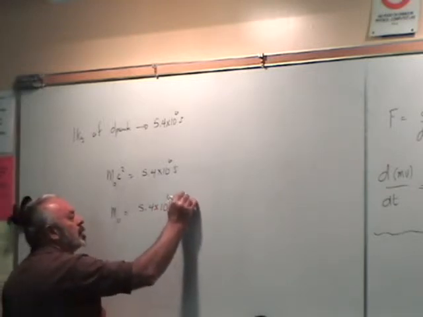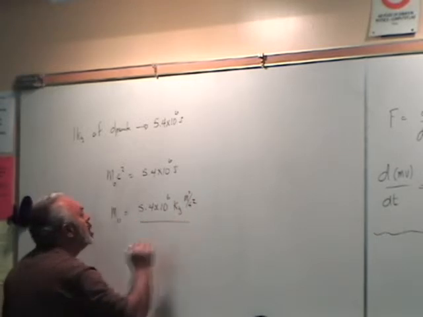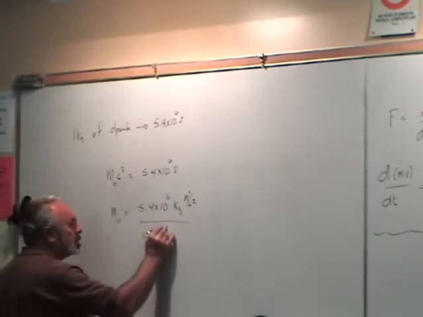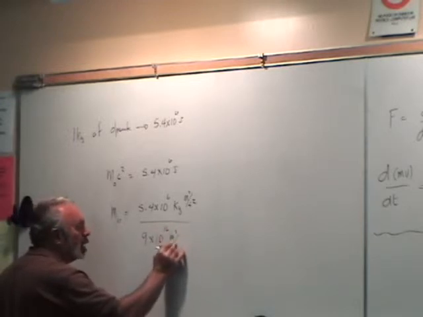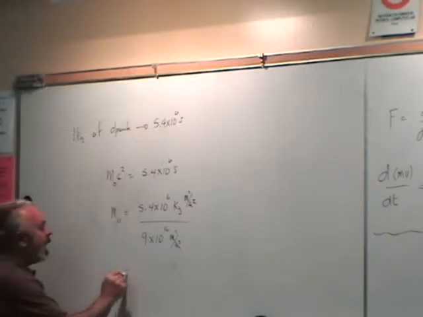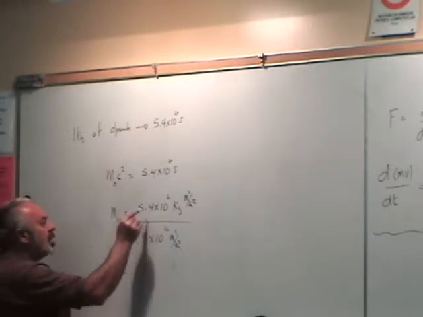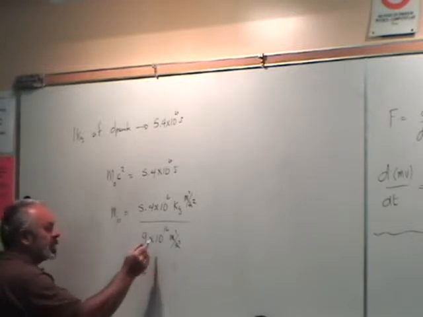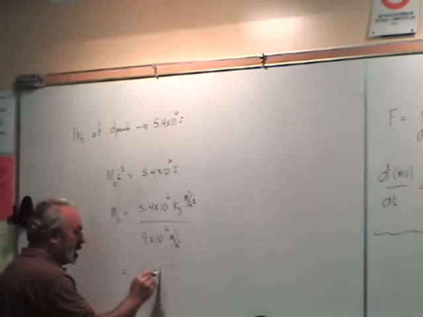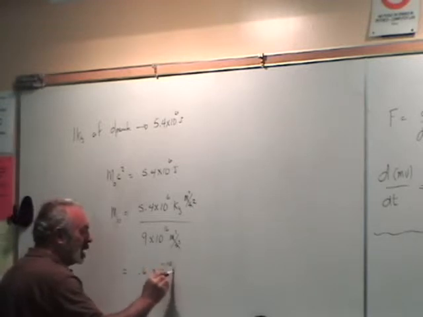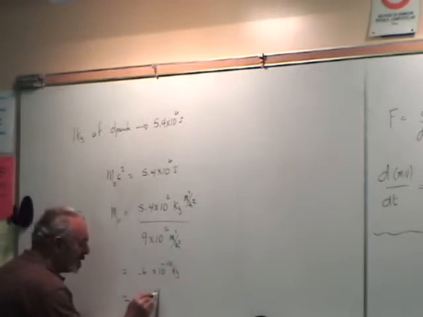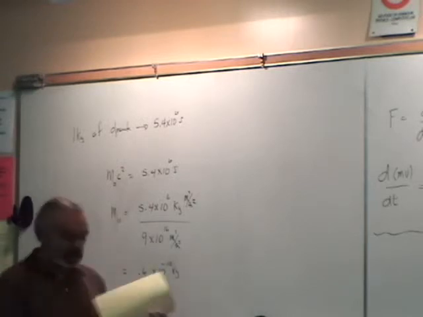kg meters squared per second squared, divided by c squared, which is 9 times 10 to the 16 meters squared per second squared. Nicely, the units work out beautifully. And of course, we have 5.4 divided by 9, which is 0.6. 10 to the 16 downstairs, 10 to the 6 upstairs, so that's times 10 to the minus 10 kgs, or about 6 times 10 to the minus 11 kgs.